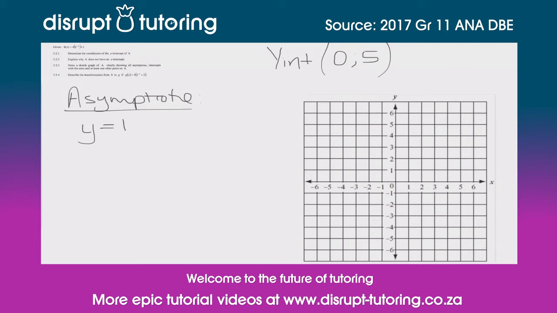All right. And then we need to find one other point. So what I suggest is let's just plug in x equals 1. Okay, so let's substitute x equals 1 into our h of x. So let's do that.